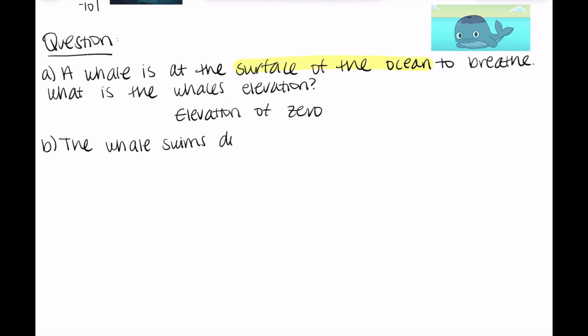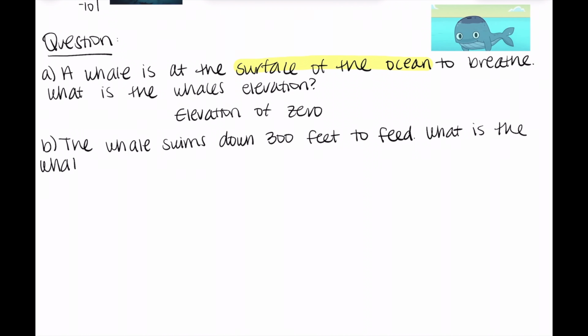Now we will get into part B, still dealing with our whales. For part B, it says that the whale swims down 300 feet to feed. What is the whale's elevation now? Okay, so we're starting at the surface of the ocean, right? We're starting at 0, and now we were swimming down 300 feet.